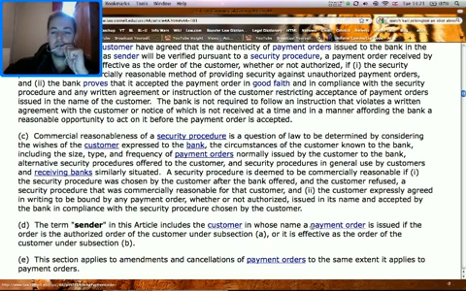The circumstances of the customer known to the bank, including the size, type, and frequency of payment orders normally issued by the customer to the bank, alternative security procedures offered to the customer, and security procedures in general use by customers and receiving banks in similar situations.